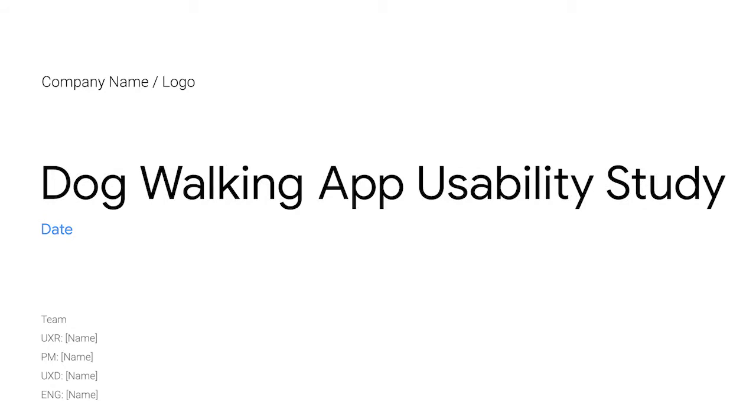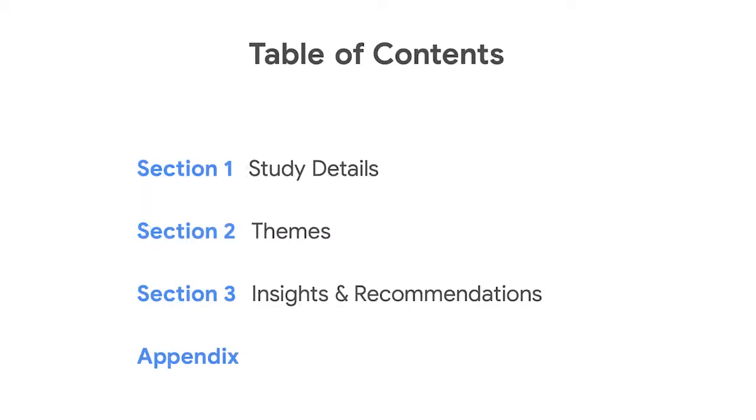The title can be simple and straightforward. I'll also add the date of the presentation. In this case, it's December 2020, and I'll fill in the names of all of my team members who worked on the usability study with me. Now I'll move to the next slide, which is the table of contents.